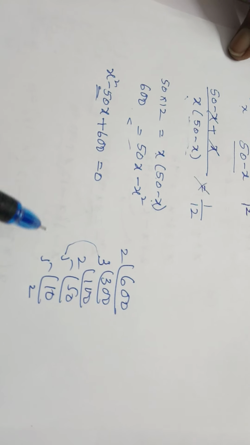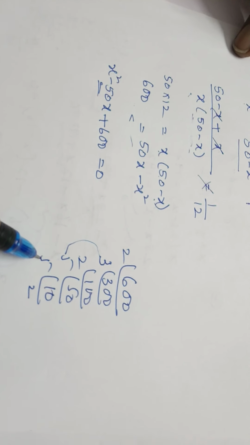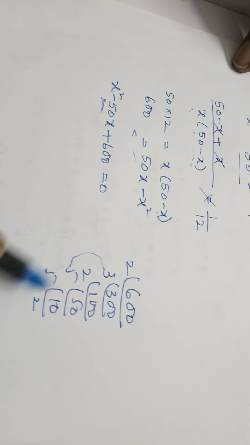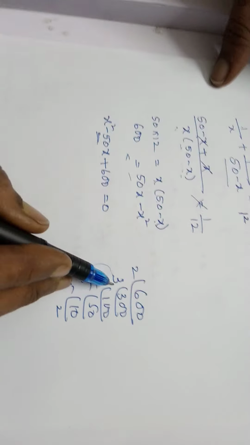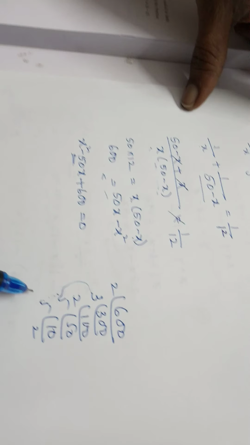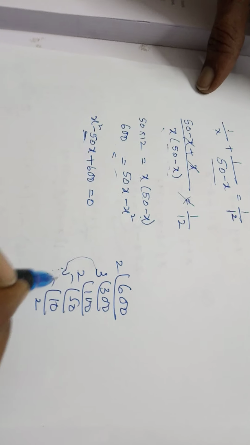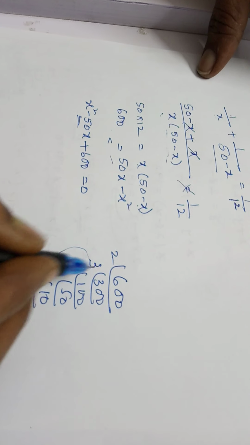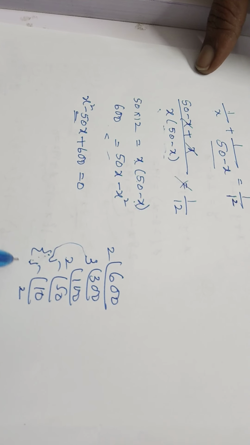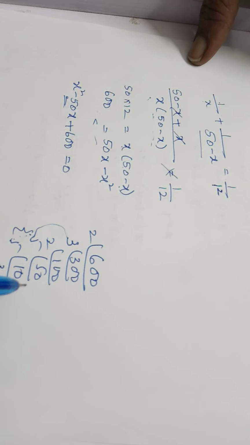5 3s are 15, 2 5s are 10, 10 2s are 20, 20 2s are 40. No chance. Or 5 5s are 25, 3 8s are 24. No. 5 5s are 25. 2 2s are 4, 4 2s are 8, 8 3s are 24. So 25 plus 24 is 49.